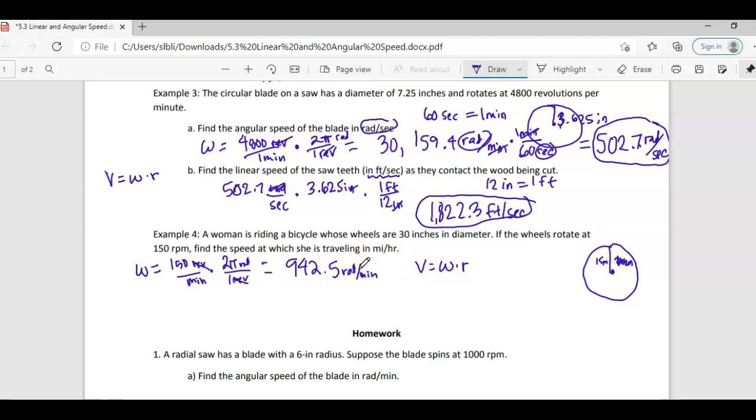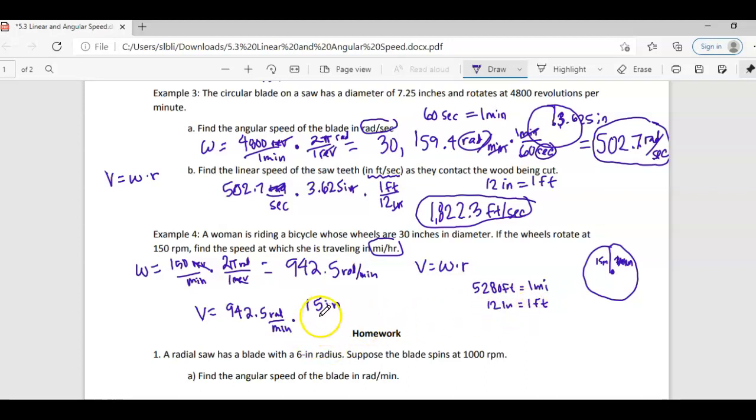Now I'm going to take that 942.5, the angular speed, and I'm going to multiply it by the radius. I'm going to put minutes on the bottom here. I'm multiplying by 15 inches. But I want my final answer to be in miles per hour. So I'm not sure how many inches are in a mile, but I do know that there are 5,280 feet for 1 mile. And I also know that there are 12 inches in 1 foot. So I'm going to use these both.